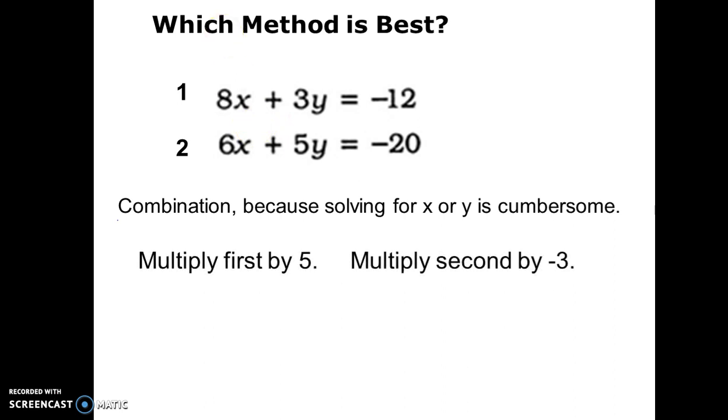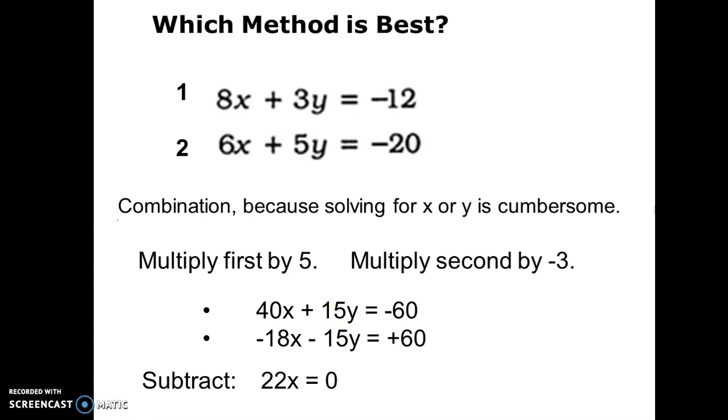We could multiply the first equation by 5 because that will turn this into a 15, and we can multiply the second equation by negative 3, because that will turn out to negative 15. And then you would have your two equations that look like this, and if you combine these, or add these two equations, the y's would be eliminated. So that's a good technique for that.